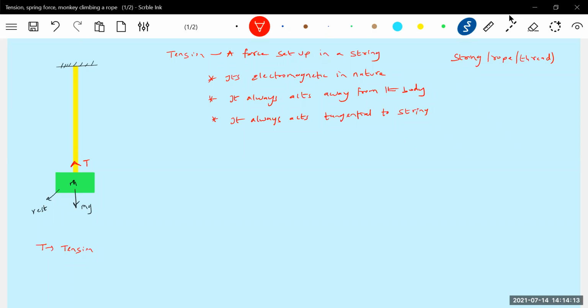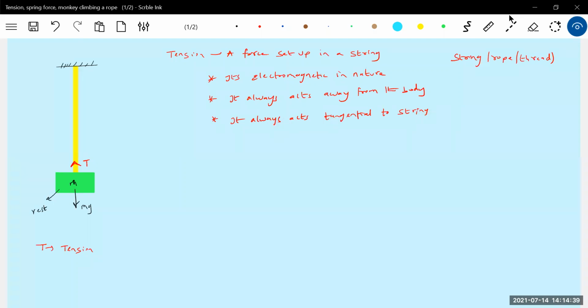And sir, what about electromagnetic force? I'm saying that when it's an electromagnetic force, it's similar to molecular force. So it's electromagnetic in nature. Sir, what do you mean by electromagnetic? Both electric and magnetic fields are responsible for it. Next, sir, can you say anything about direction? You are saying it always acts tangential to the string.